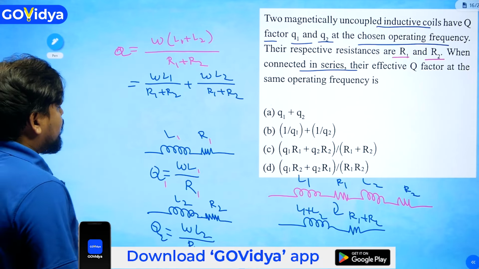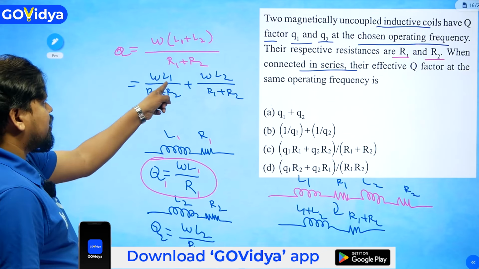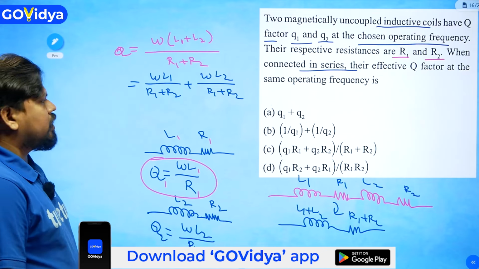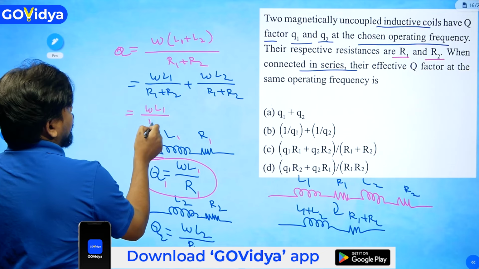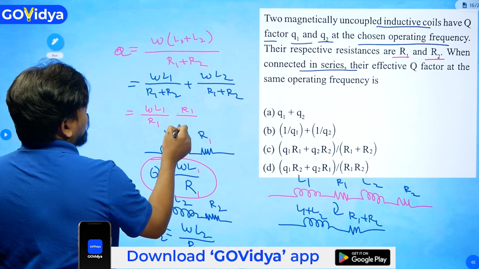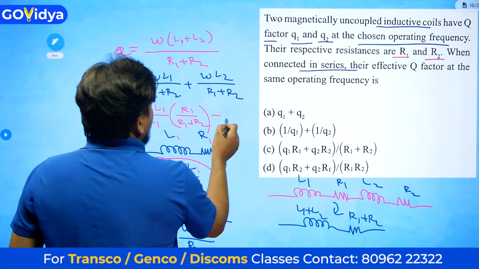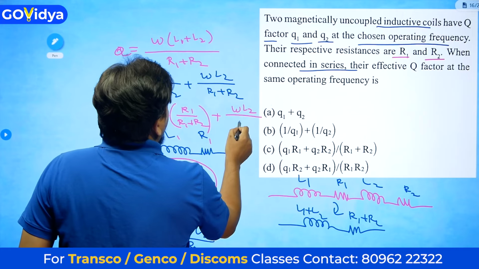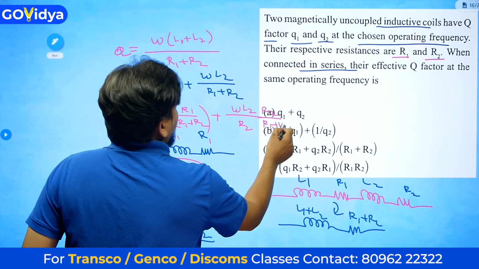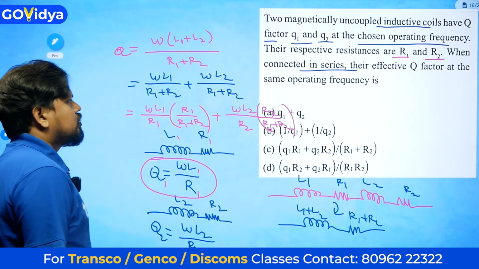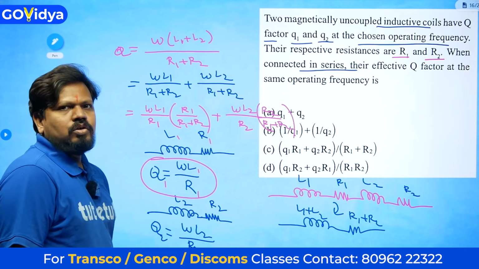So we know one thing: Q1 is nothing but omega L1 divided by R1. So I multiply omega L1 divided by R1 into R1, divided by R1 plus R2. Similarly, omega L2 divided by R2 into R2 divided by R1 plus R2. Anyhow, we can take the common factor out.